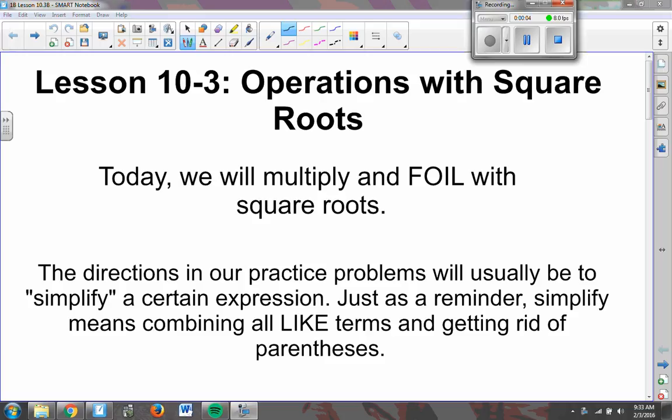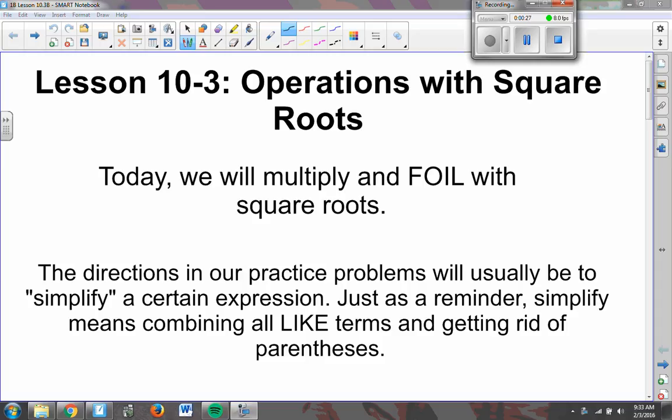Hello, Algebra 1B students. Welcome to part 2 of lesson 10.3 on our math operations with square roots, or with radicals. Today, we're going to multiply with square roots, including some foiling with square roots involved.